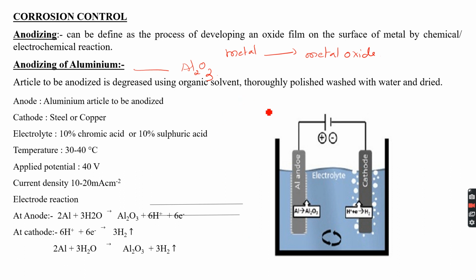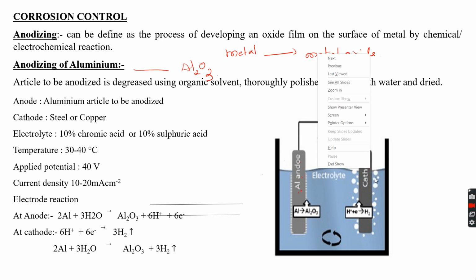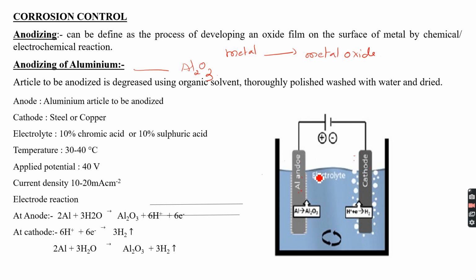So you may observe it is an electrolytic process. Here we take two electrodes, anode and cathode. The anode is nothing but aluminium; that is, the article to be anodized, or coated to prevent corrosion, is taken as the anode. Steel or copper is taken as the cathode. The electrolytic bath should contain 10% chromic acid or sulfuric acid. You may take a mixture or an individual acid. So, anode aluminium, cathode copper or steel, and electrolyte chromic acid.